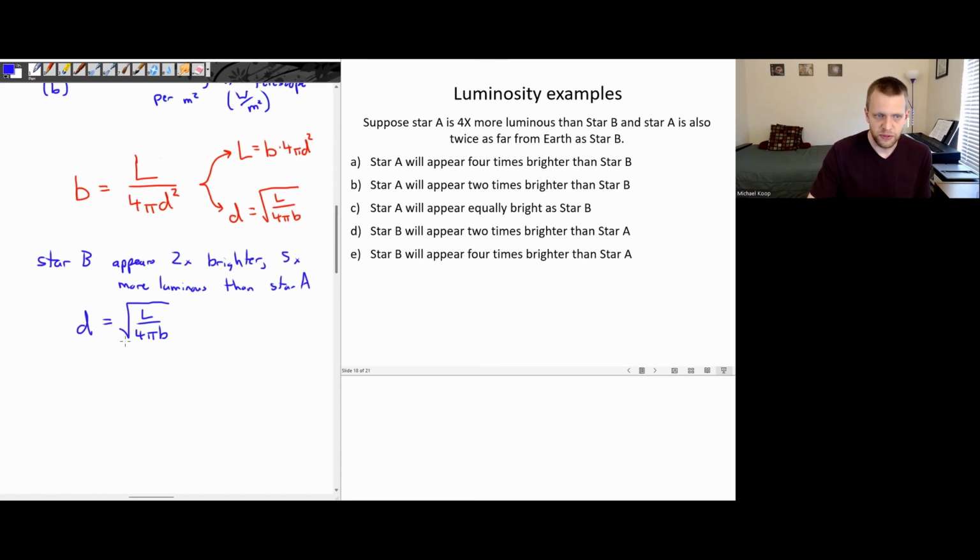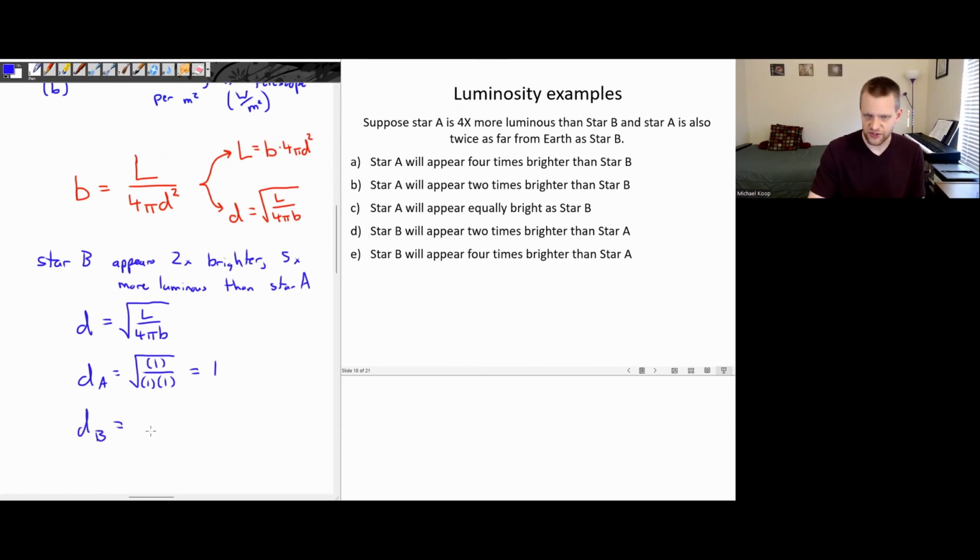So let's see how this plays out. Let's use star A as our reference case. Again, we're just plugging in fake numbers. If it's a reference case, let's just use ones for everything: one for the luminosity, one for 4 pi, one for the brightness. And the square root of 1 over 1 times 1 is just 1.